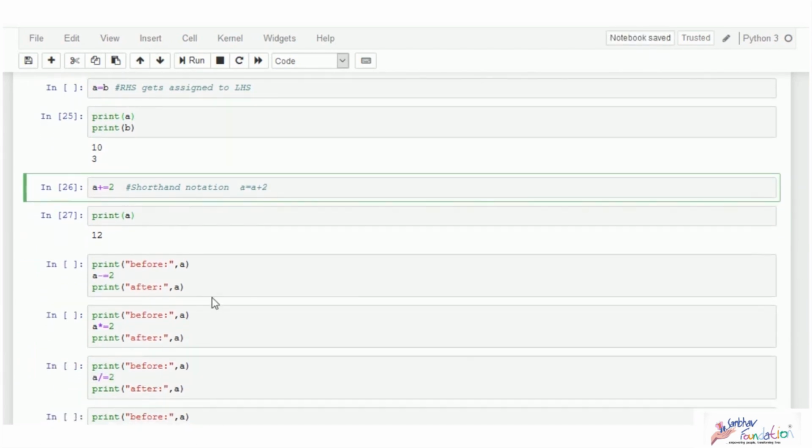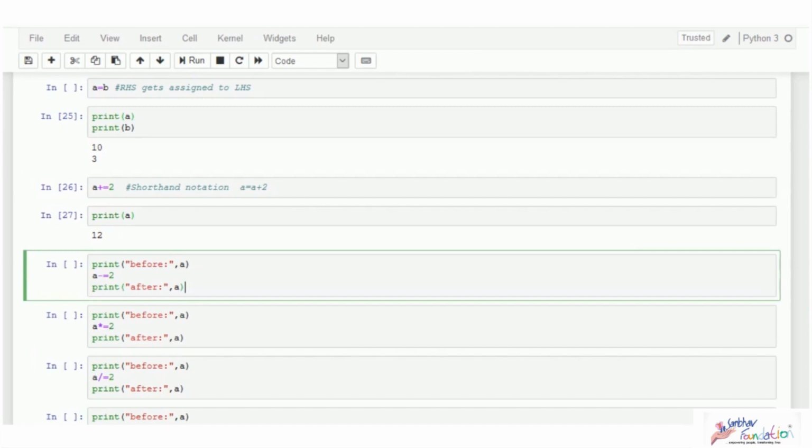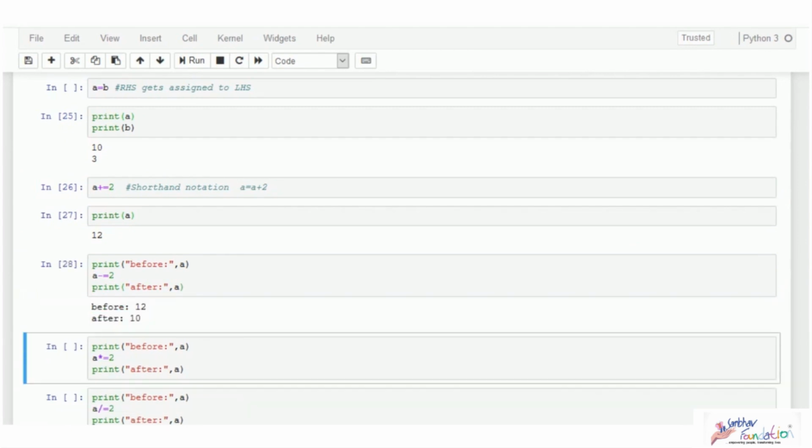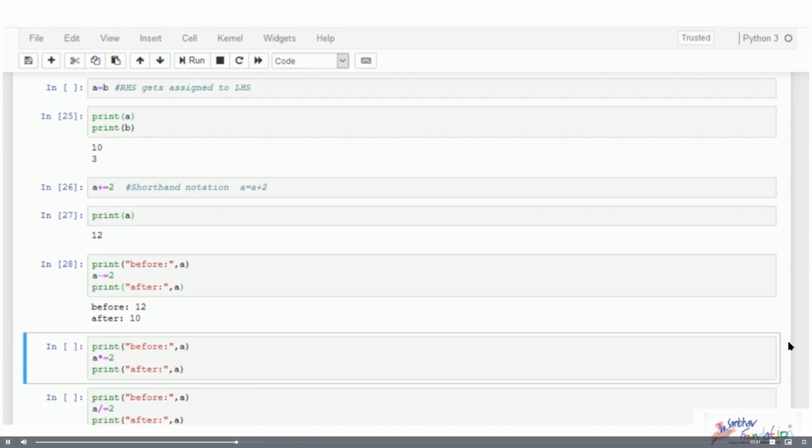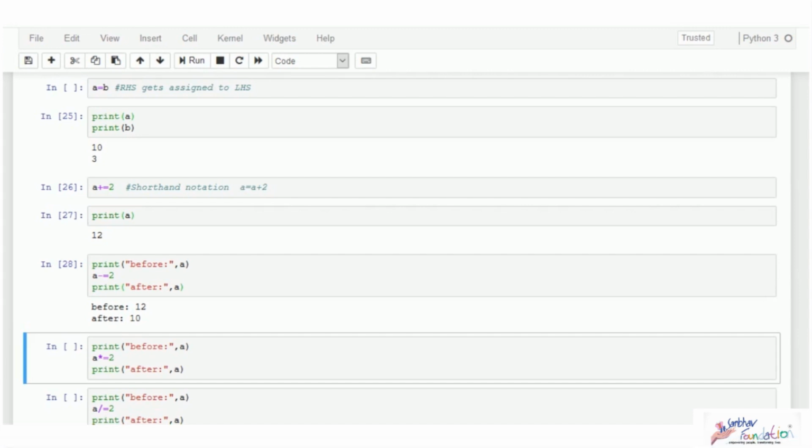So shorthand notation can be applied to any arithmetic operator: subtraction, multiplication, division, or even raising to powers. So now we have subtraction. Before, A's value was 12, which we updated over here, then A minus equal to 2 is nothing but A equal to A minus 2. So you subtract 2 from A and store that value in A itself. 12 minus 2 is 10, you store 10 in A, so the result is 10.